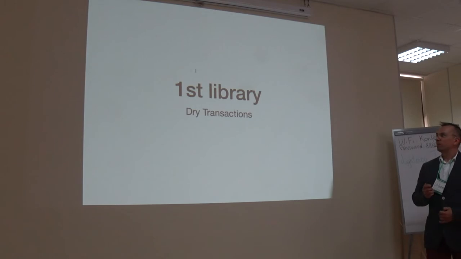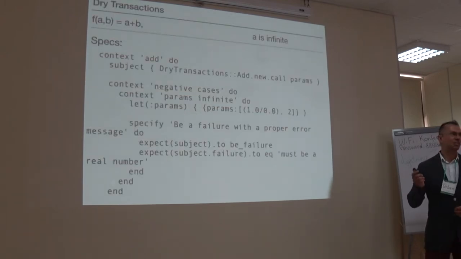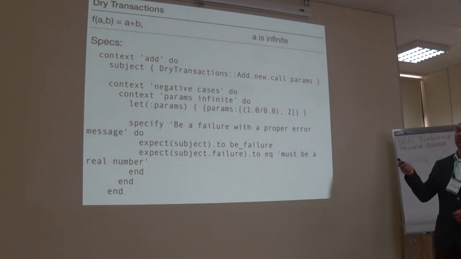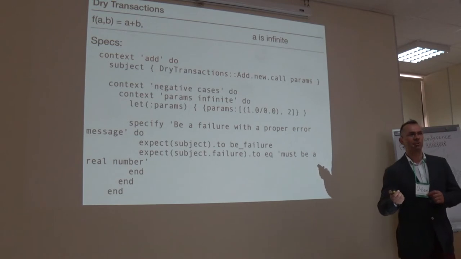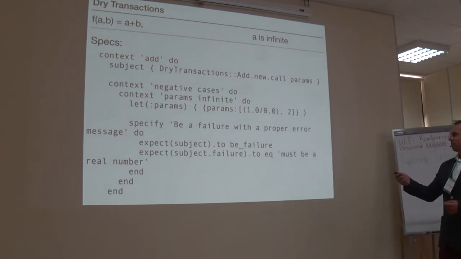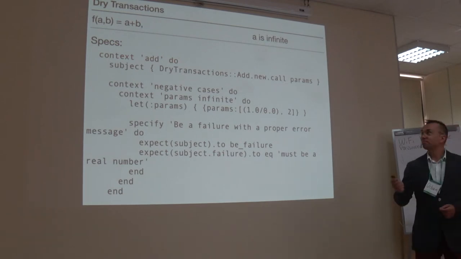So the first library I'm going to show you how to get rid of that will be DRY transactions. It's the same spec, the same negative spec I showed you earlier, except that I changed the subject to DRY transaction. We have the number 1 divided by 0. That's an infinite number. We call the operation the infinite number. And as we return, we expect a failure message.